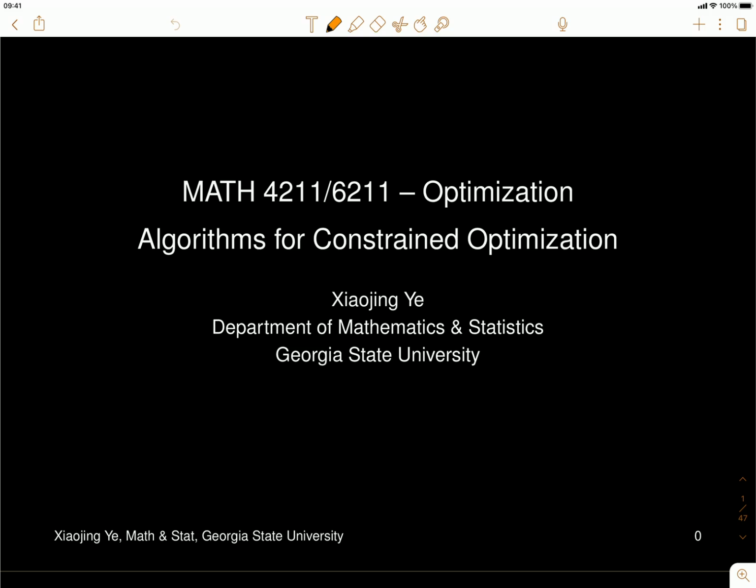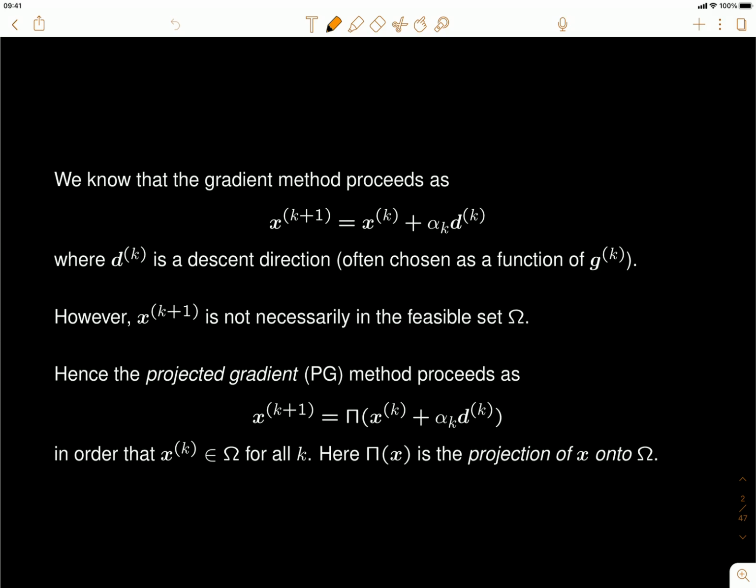Okay, now we start the last chapter about the algorithms for constraint optimization. So we are trying to develop an actual algorithm to solve constraint optimization problems. The first one, we should start by modifying some algorithm that we have been familiar with.